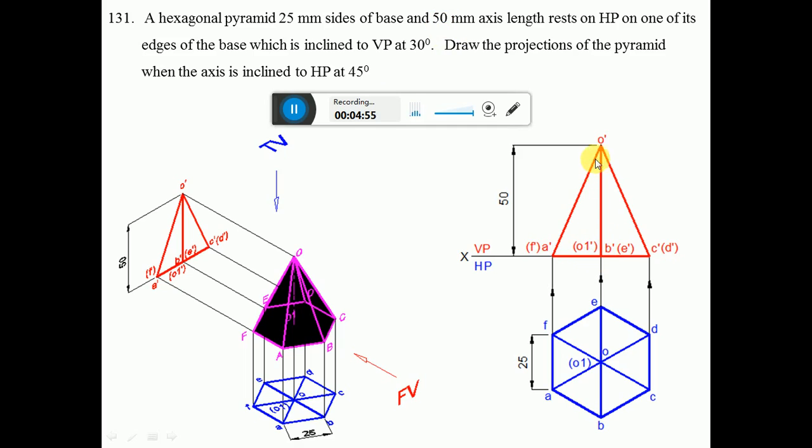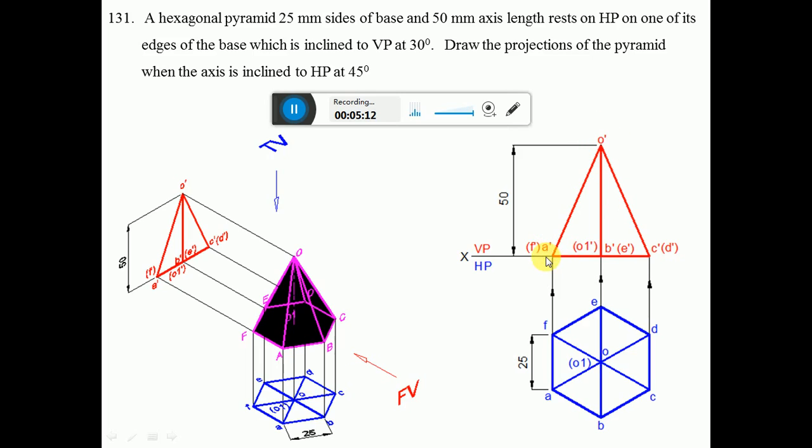So from here, measure a distance of 50 mm and mark this point. Then you mark that point as O dash. And similarly, when you look from the front view, ABC is hiding that point O1, so the O1 dash will be invisible, so it will be in bracket.